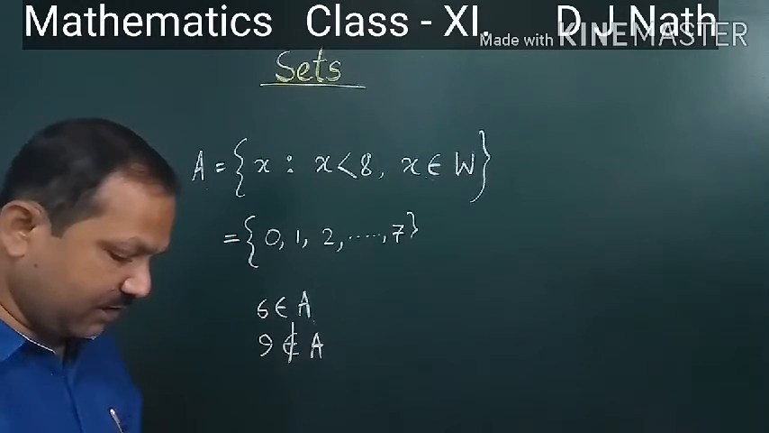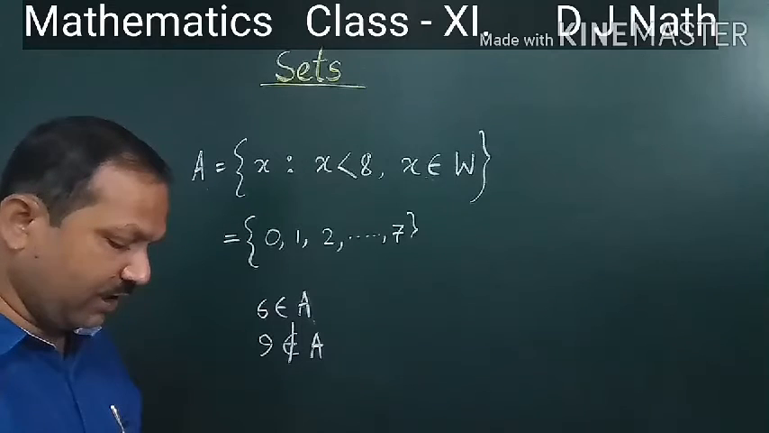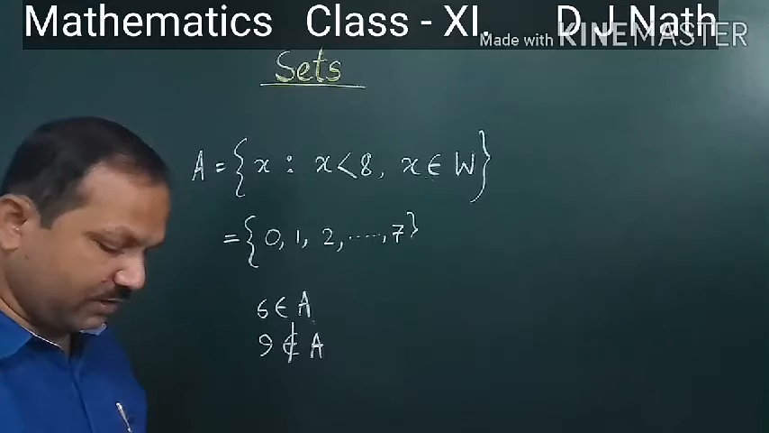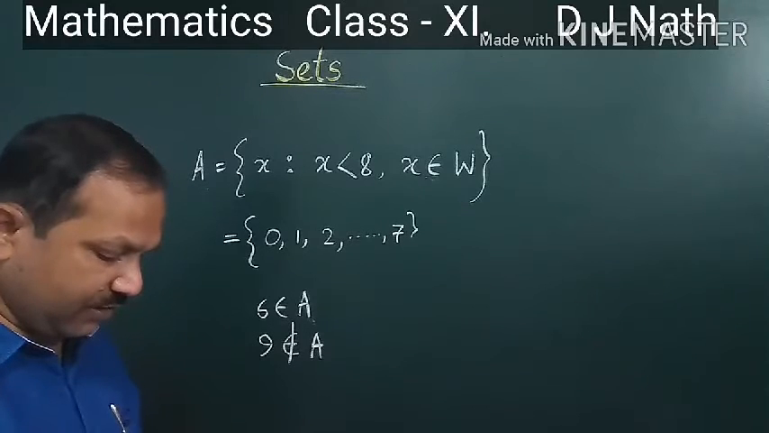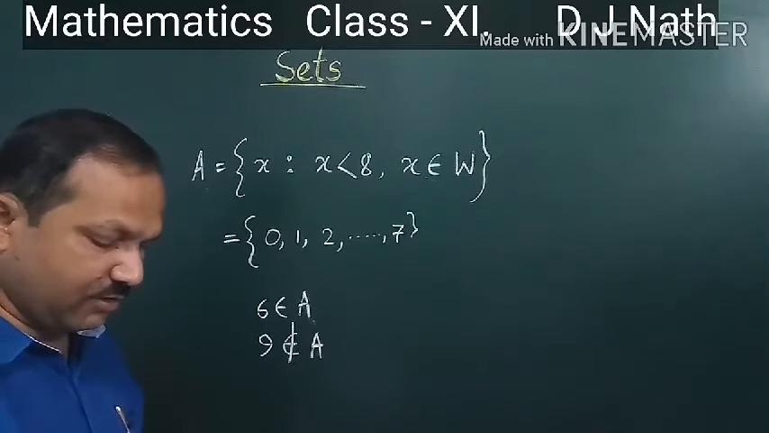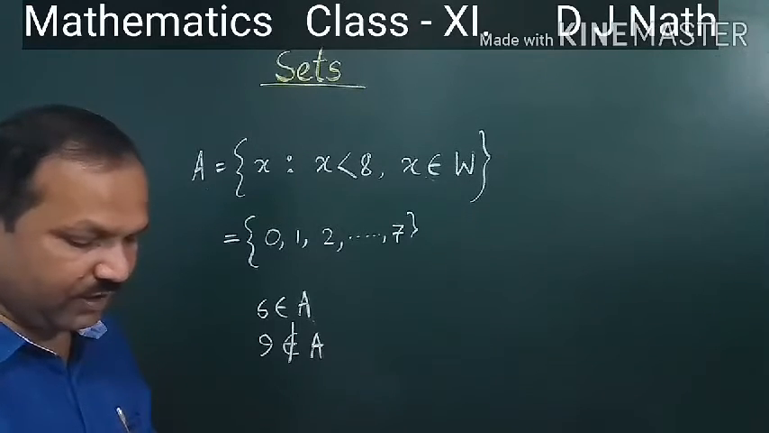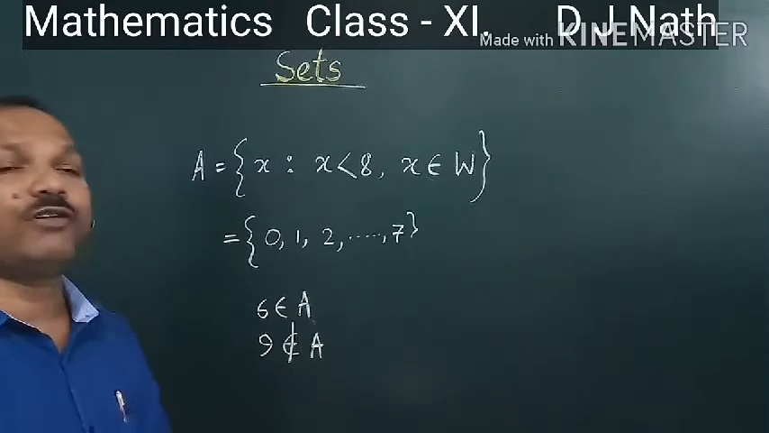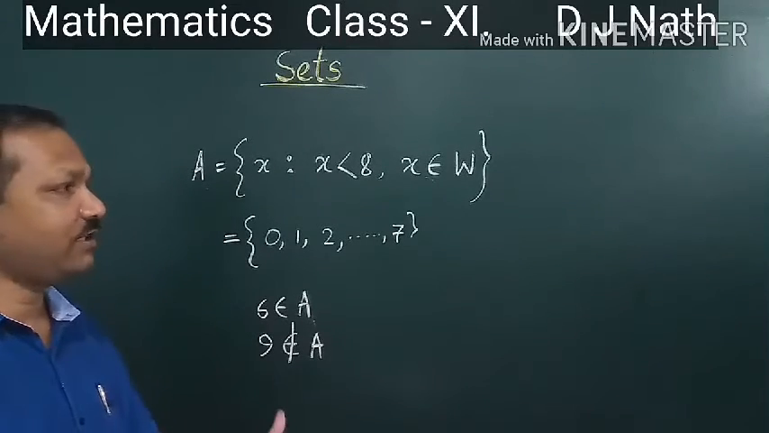Second question is, which of the following are finite or infinite sets? That also you can do. Finite set or infinite set. What is called equal sets and equivalent sets? These two things also we will see.